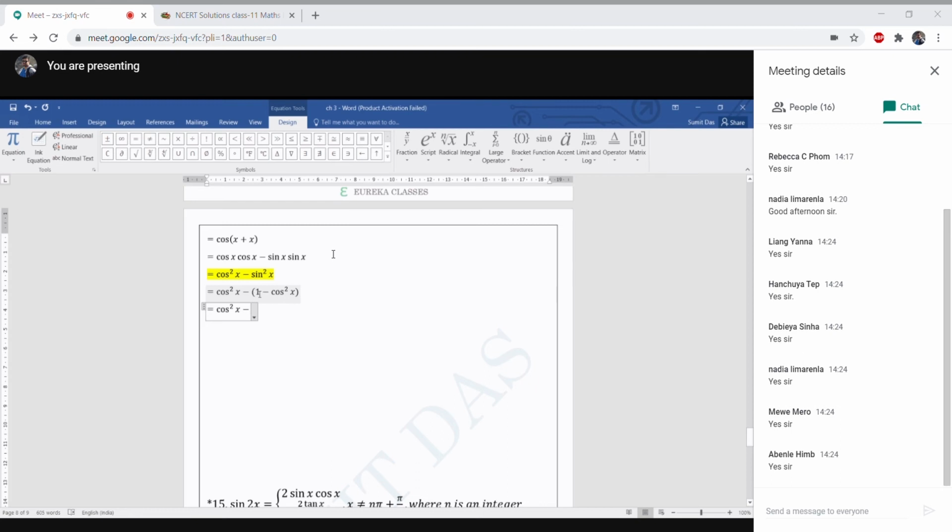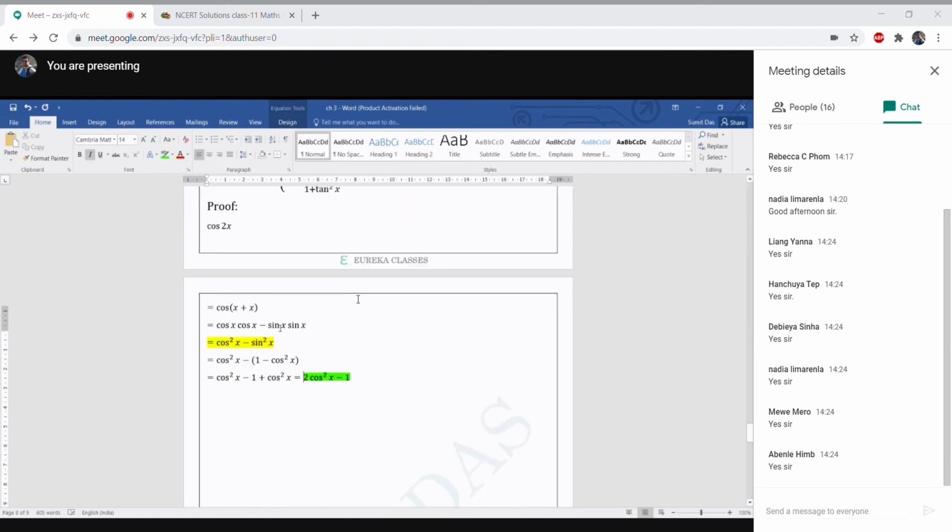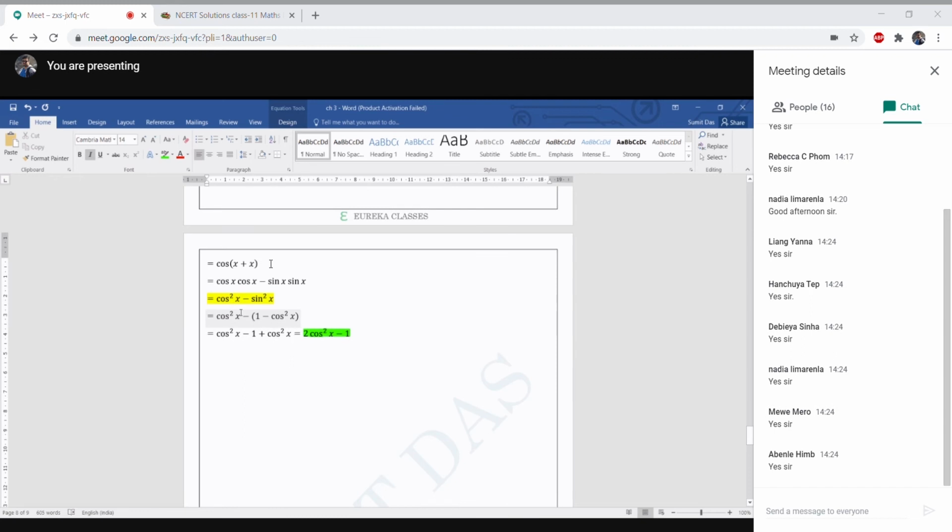So with this minus sign, if we open the bracket, minus 1 minus minus plus cos square x. Now look, this cos square x and this cos square x, it will be 2 cos square x minus 1. So this is our second formula: 2 cos square x minus 1. Again, we are using this formula.